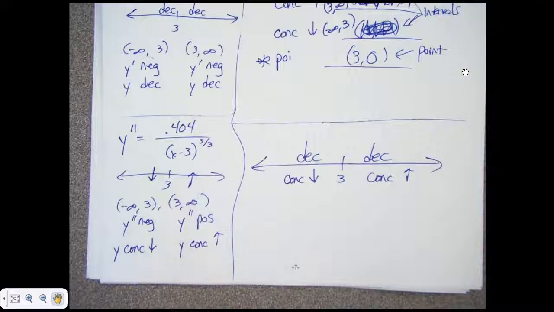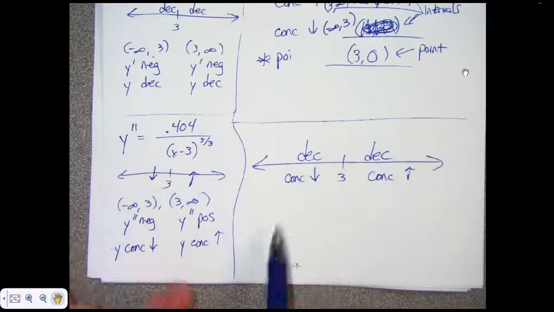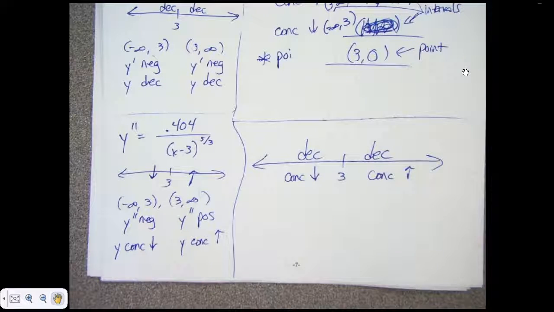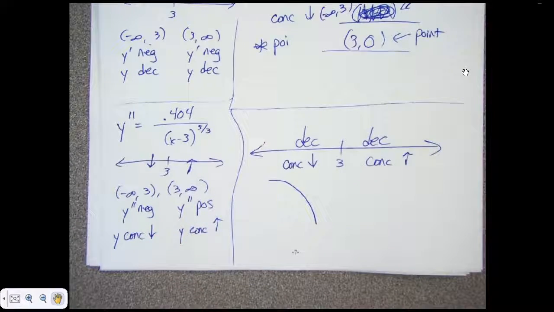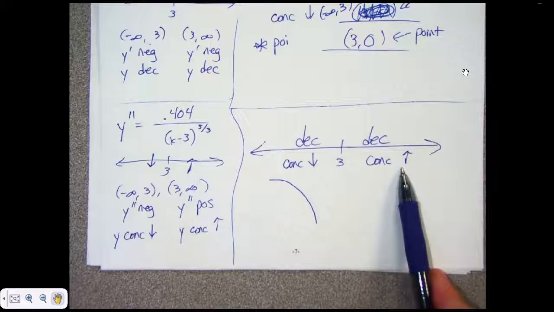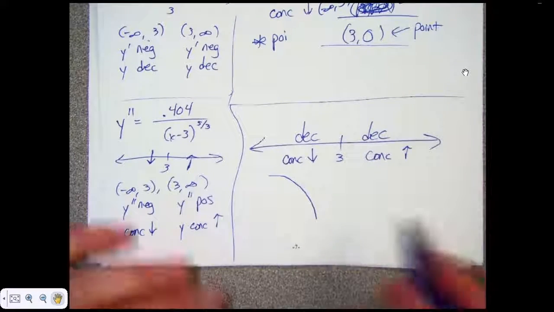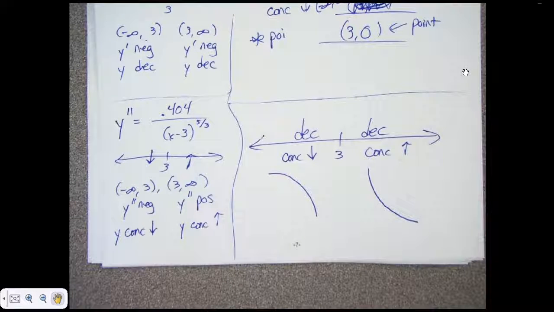So again, think about your shapes. So concave down and decreasing. I know concave down makes the n. I want the decreasing part of the n, the first part and then the second part. The second part is going to look like that. Concave up is the u. I want the decreasing part of the u, the first part and the second part. So those are the shapes that I want.